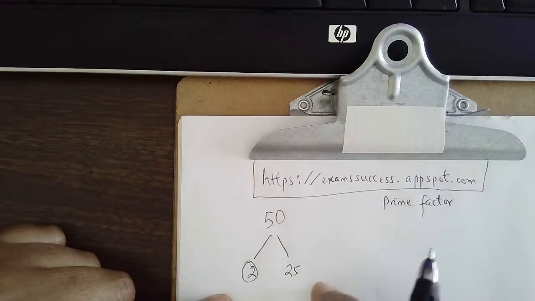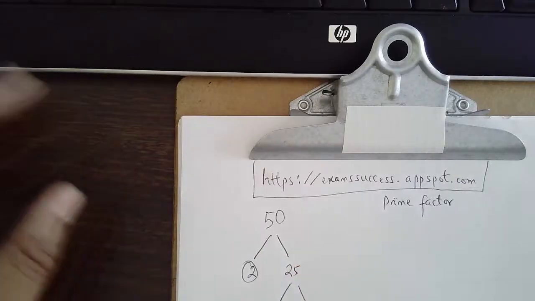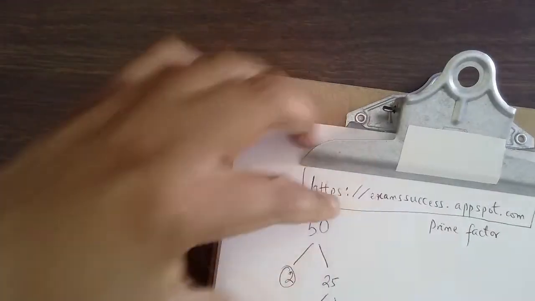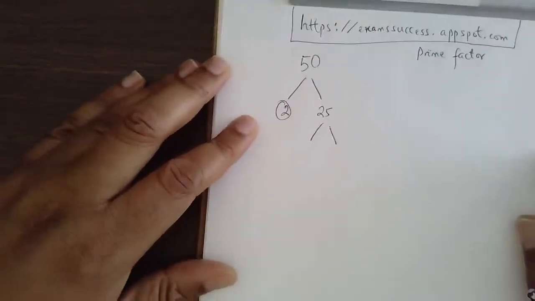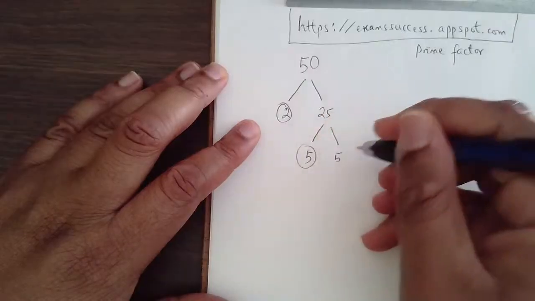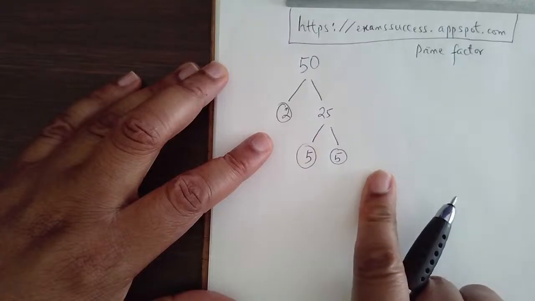25 is a composite. It is not a prime number. So we break it down more, and we have 5 and 5. So 5 is a prime number, and 5 is a prime number. So this is for 50.